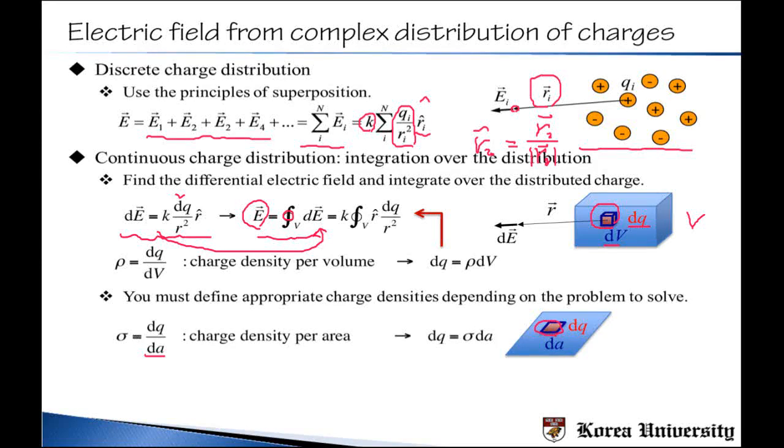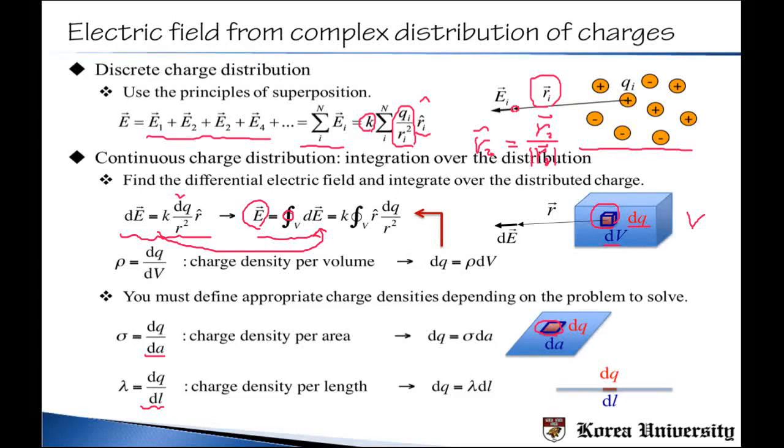Okay. And sometimes you have a wire, and then you think about the charge density per length. What you have to do is divide dq by dl. And in this case, similarly, dq will be lambda, which is the charge density per length, multiplied by dl. So again, if you insert this value into the above equation, then you can do some integration along the length of this wire. Okay.